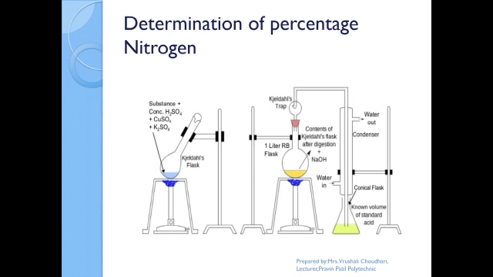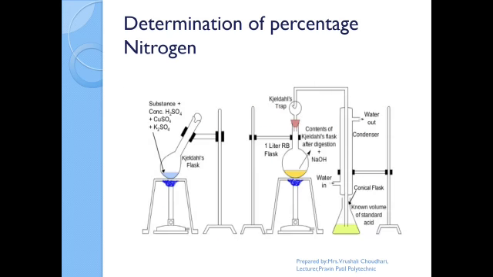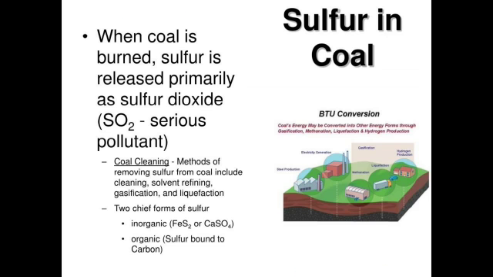Nitrogen content present in the coal is converted to ammonium sulfate, and that ammonium sulfate is boiled with a solution of NaOH. The liberated ammonia is titrated over H2SO4 to find out the unused H2SO4, and that is used to determine the percentage of nitrogen.